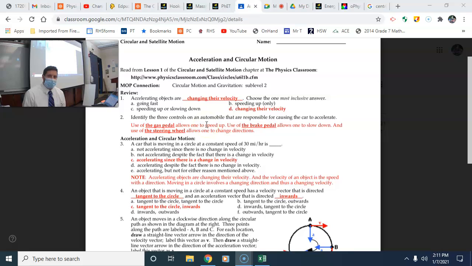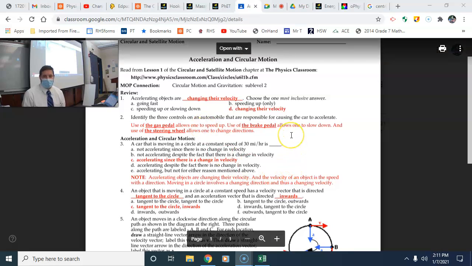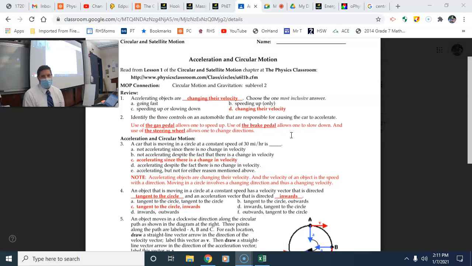Dominic, what's obviously how you speed up in an automobile? Gas pedal, right? Slow down is, and to change direction, exactly. Gas pedal, brake pedal, steering wheel. Those involve all 3 possible ways to accelerate.